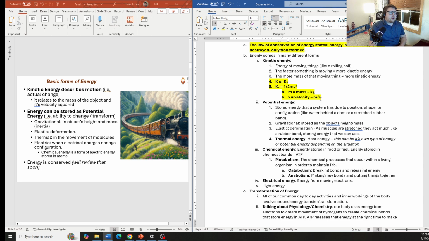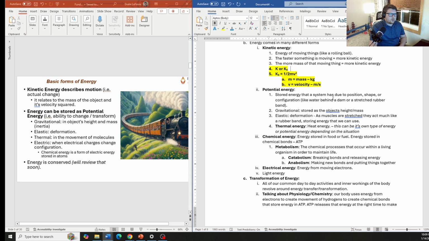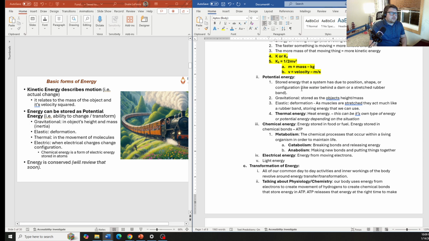Actually, it would be kilograms meters squared over seconds squared, I believe is the technical units. I'll have to look that up exactly. It translates to another unit. We'll see. I'll look at that later. So that's kinetic energy, the motion.